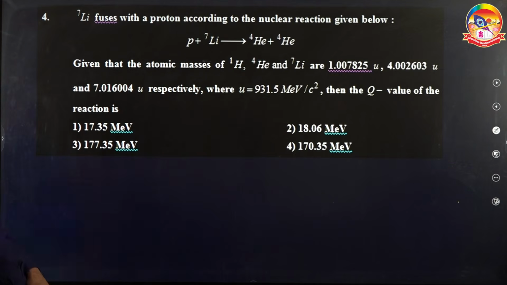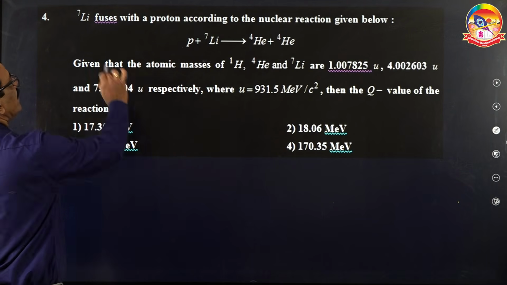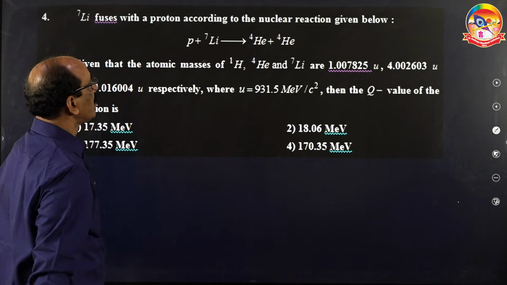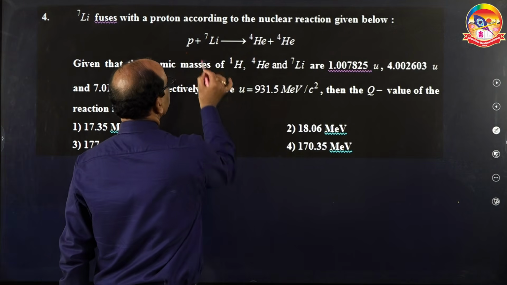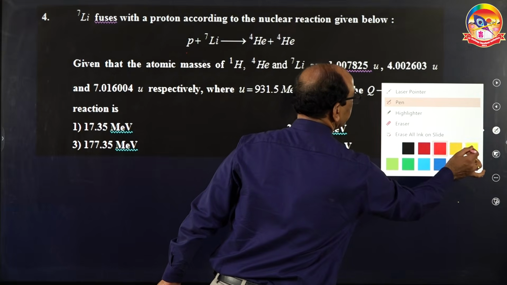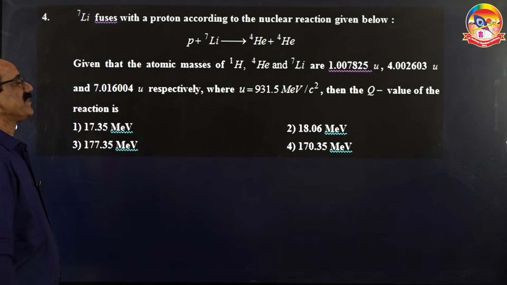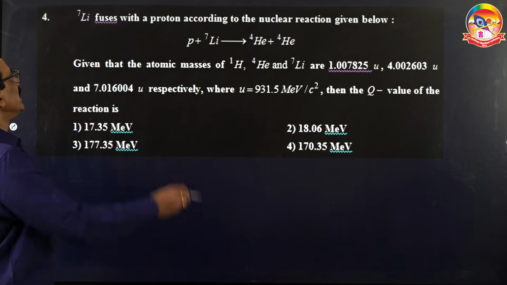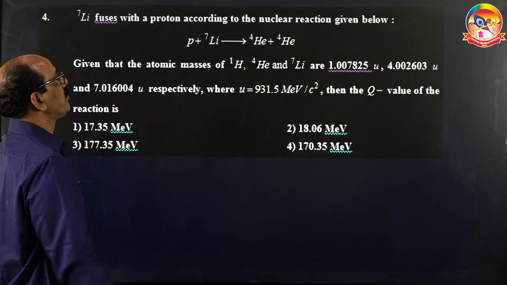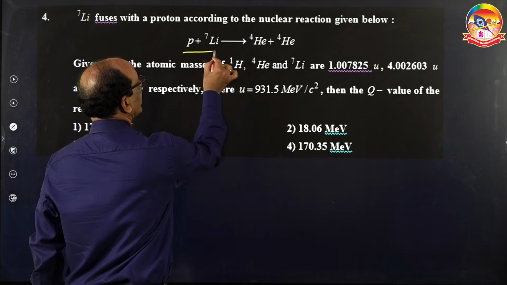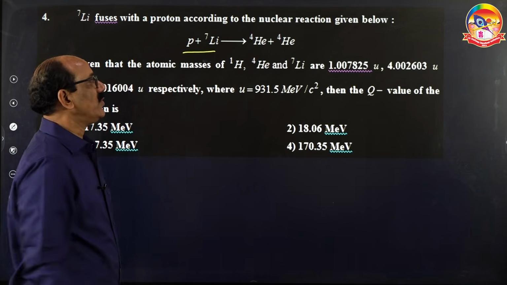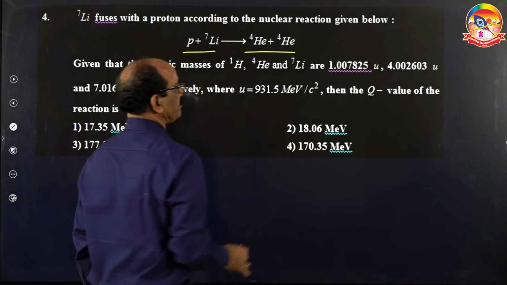Okay, then let me talk about the next one. Let us now discuss the next problem. Lithium 7 fuses with a proton according to the nuclear reaction given by proton plus lithium 7 is equal to 2 He 4.